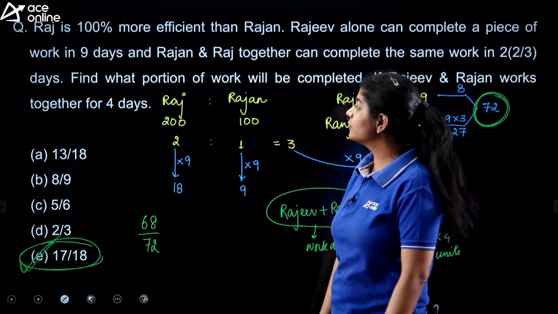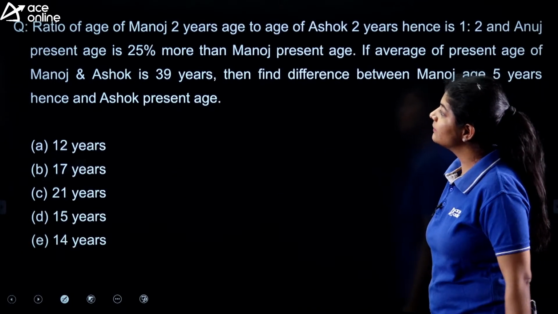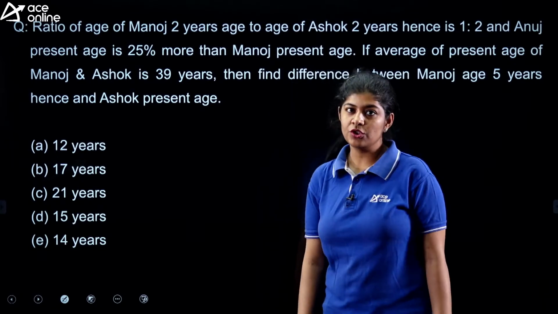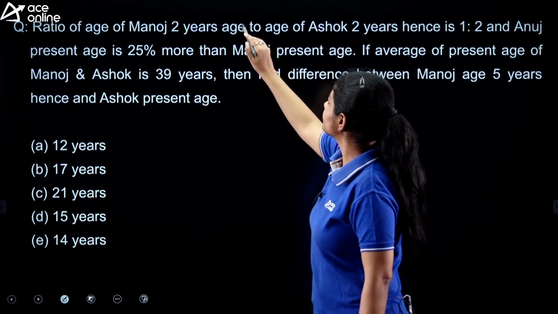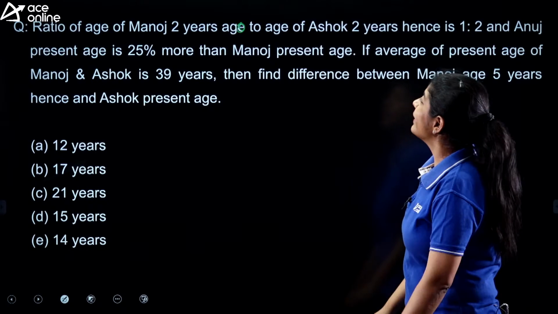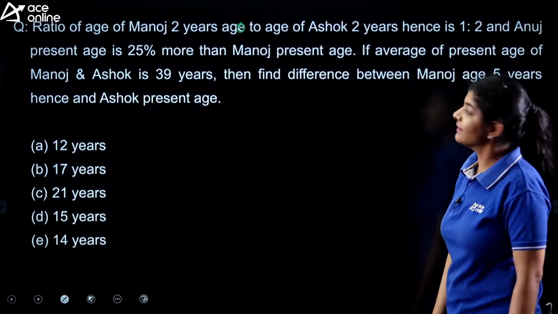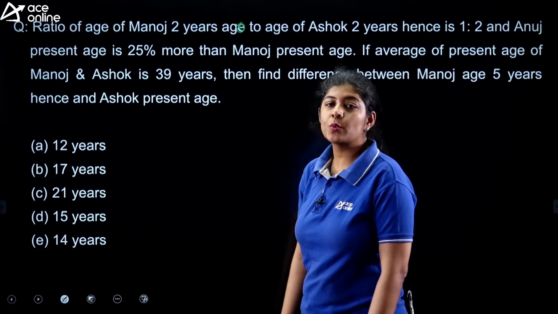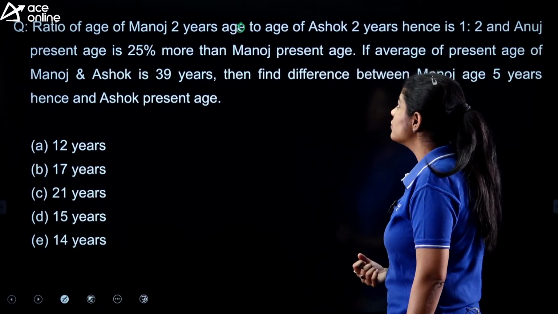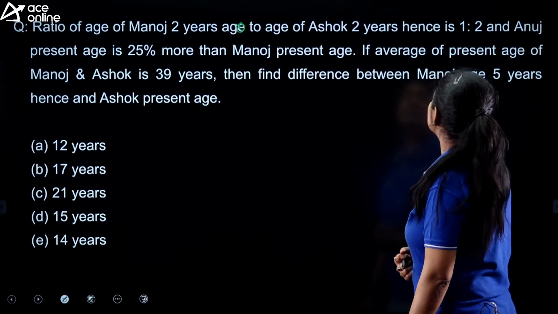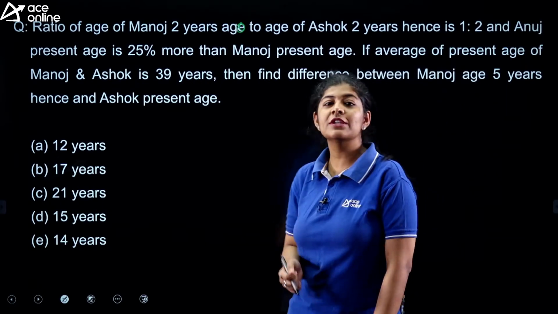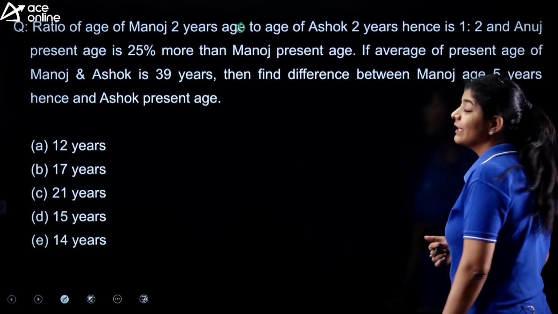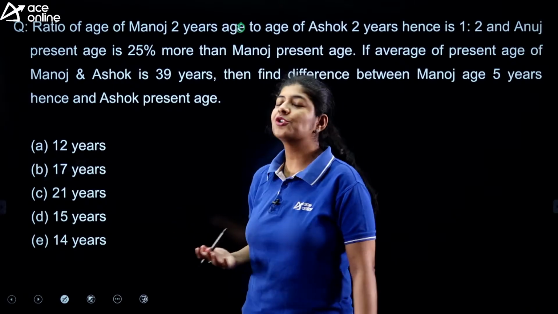So let's move towards the next question and see what it is. The next question is saying that the ratio of the age of Manoj 2 years ago to the age of Ashok 2 years hence is 1:2, and Anuj's present age is 25% more than Manoj's present age. If the average of the present ages of Manoj and Ashok is 39 years, then find the difference between Manoj's age 5 years hence and Ashok's present age.